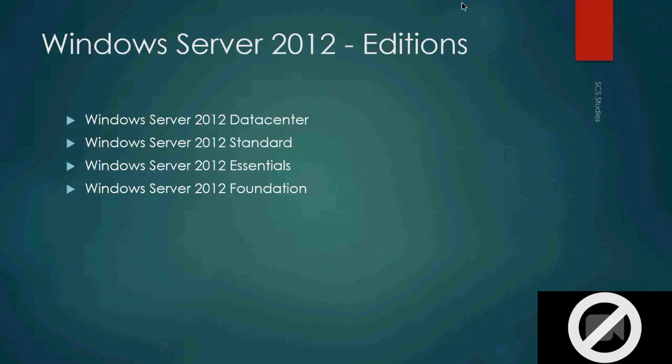Let's take a look at this. Windows Server editions. What are the editions available in Windows Server 2012? The first thing is Windows Server 2012 Datacenter Edition. Then we have Windows Server 2012 Standard Edition, Windows Server 2012 Essentials Edition, and Windows Server 2012 Foundation Edition. So these are the basic four editions available in 2012. Okay. So what are the differences between these editions? Let's see in the next slide.